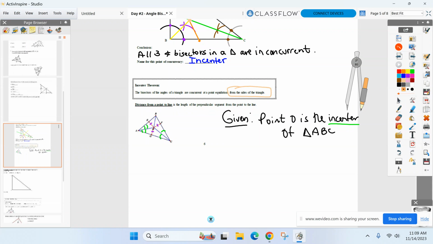Any questions on the incenter and what's so great about it? Because I have to move on to new vocabulary now. We're all good? Going? All right, next up.